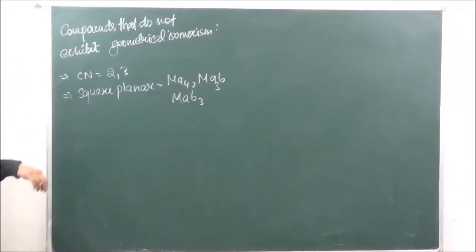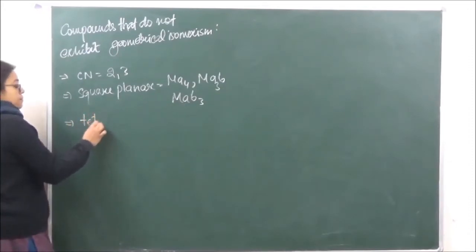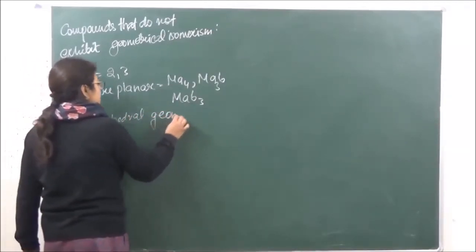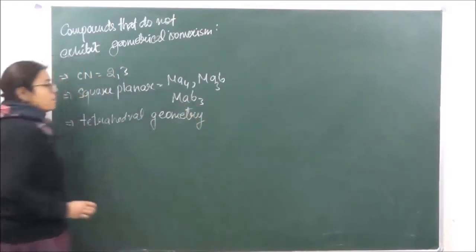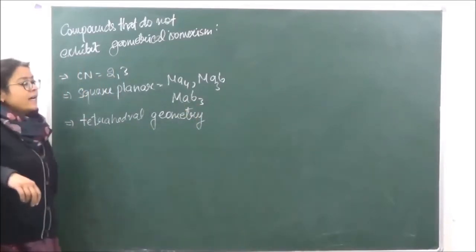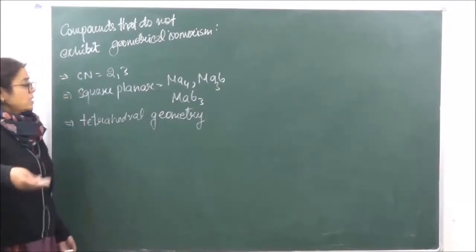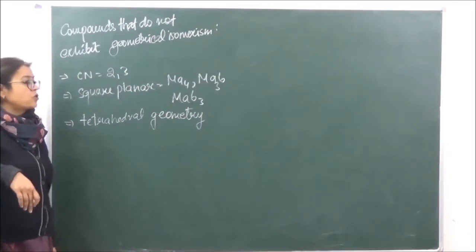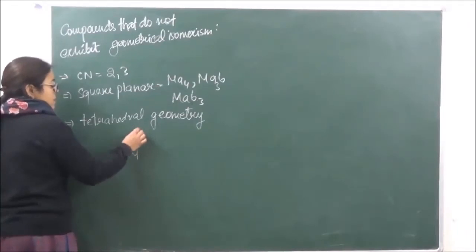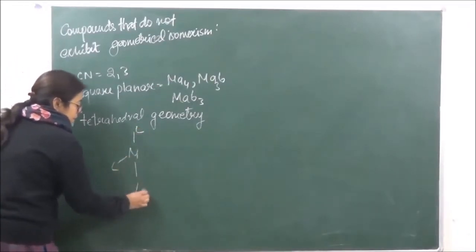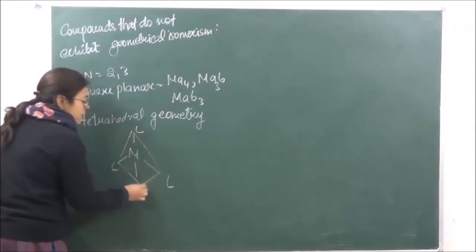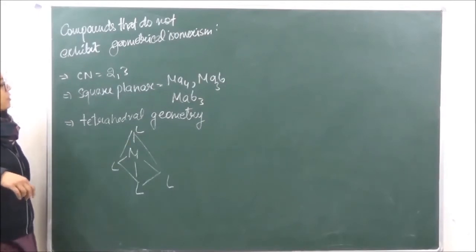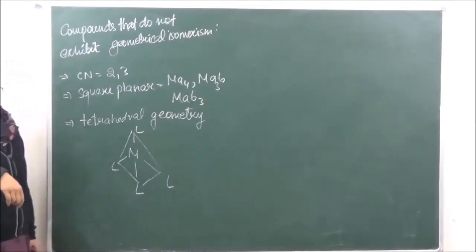Then even complexes with tetrahedral geometry are unable to show it, because all the positions in tetrahedral geometry are going to be what? They are going to be adjacent positions only. Tetrahedral geometry is going to be this. So over here, there is no opposite position as such. All the positions lie adjacent to each other. Therefore, it is unable to show geometrical isomerism.